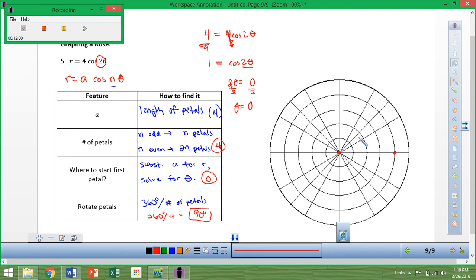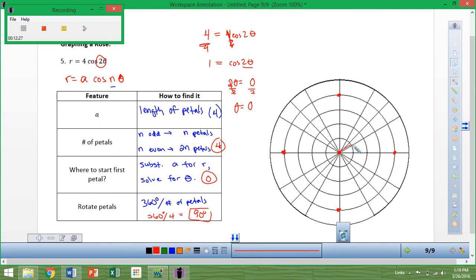So I wouldn't draw this petal yet because I really don't know how skinny or fat I should make the rose petal. So I'm just going to go ahead and put the end points of all the petals first, and then I will do that. Rotate 90 degrees, that's going to be another petal. Rotate 90 degrees, another petal. Rotate 90 degrees, another petal. I'm going to have 4 petals, which is what we said that we would have here.